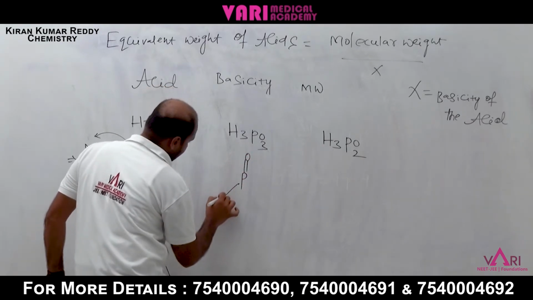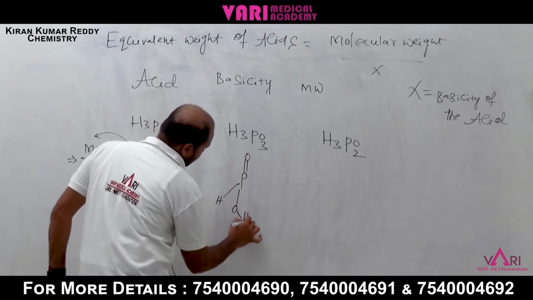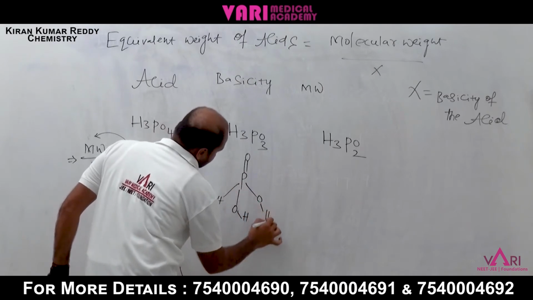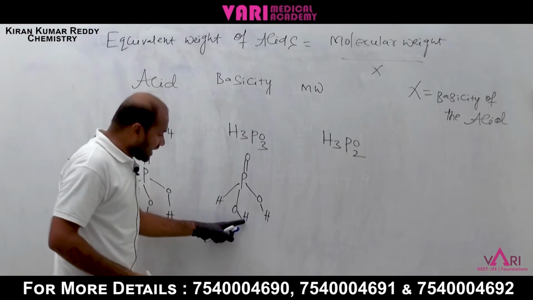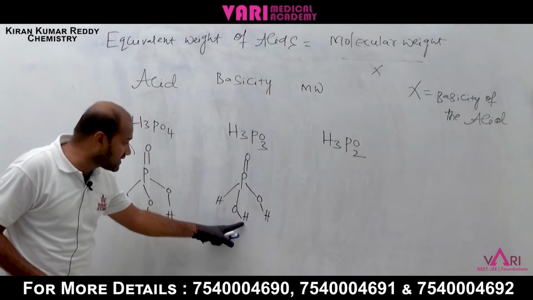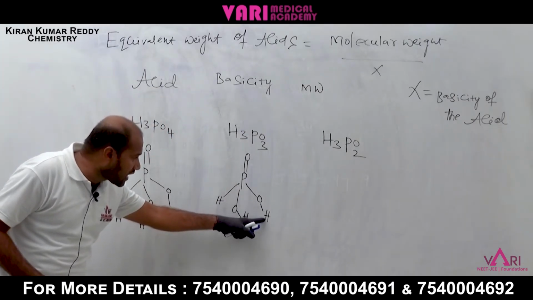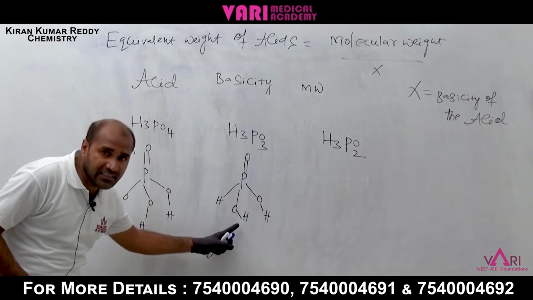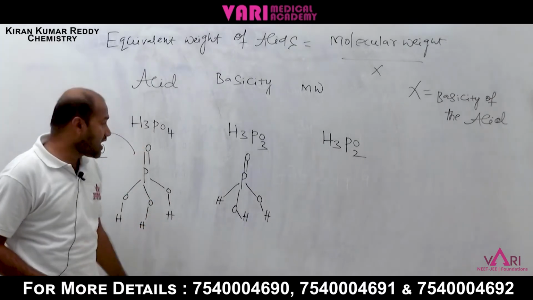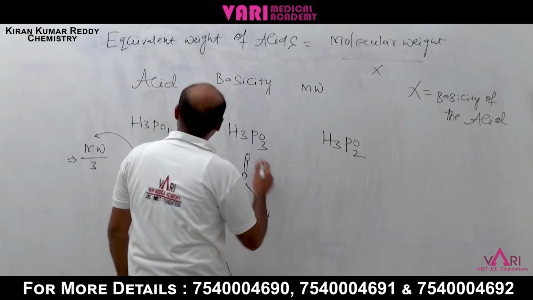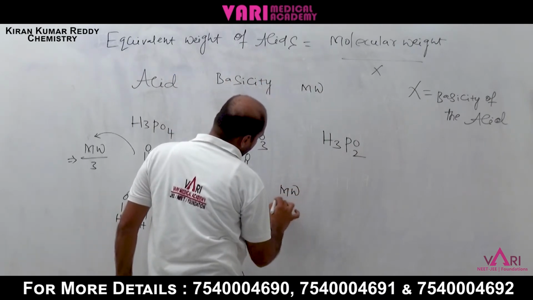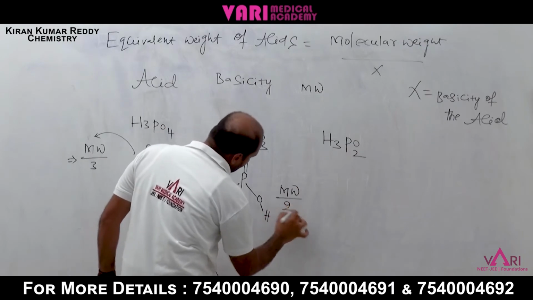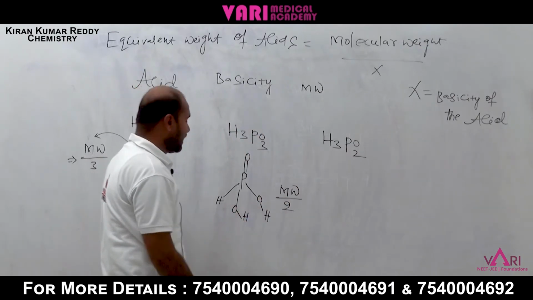H3PO3: one hydrogen in OH, here also OH. Now how many hydrogens are joined to oxygen? Two. Here one hydrogen is joined to oxygen, and here one hydrogen is joined to oxygen. Now the equivalent weight of the acid is equal to molecular weight by 2. This one is molecular weight by 2.